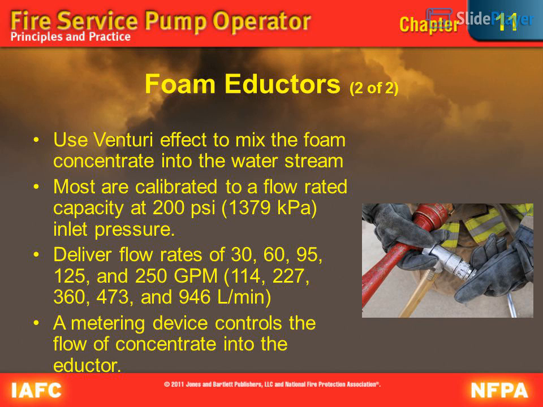Use Venturi effect to mix the foam concentrate into the water stream. Most are calibrated to a flow-rated capacity at 200 pounds per square inch, 1,379 kilopascals, inlet pressure. Deliver flow rates of 30, 60, 95, 125, and 250 GPM, 114, 227, 360, 473, and 946 liters per minute. A metering device controls the flow of concentrate into the eductor.